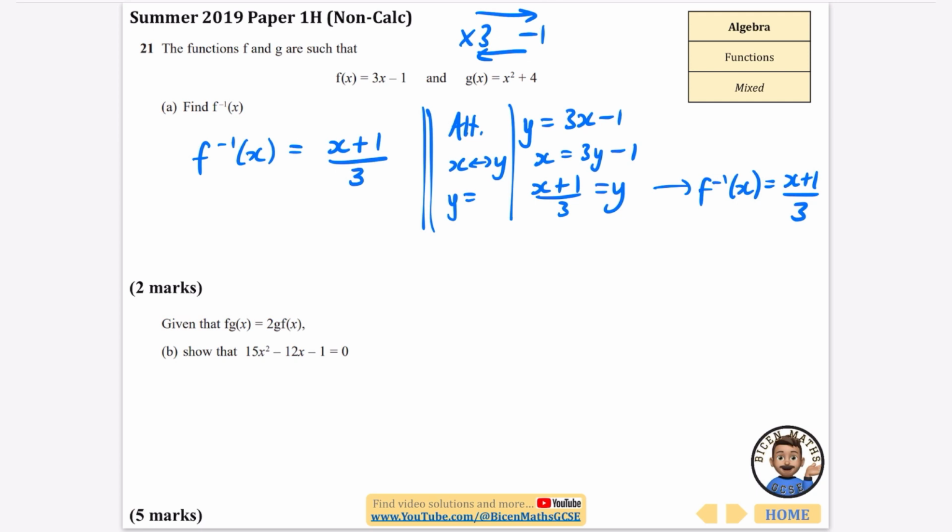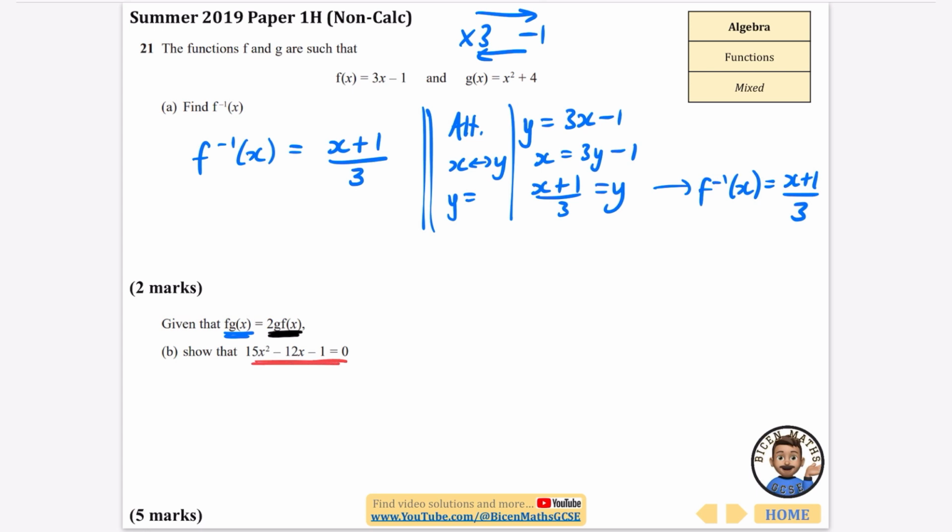Okay, here it says that f of g of x is equal to 2 lots of g f of x. Show that this thing is true, and this is 5 marks. So I'm going to do this thing in blue, and then I will do this thing in black, and then I will hopefully come up with this thing in red at the end.